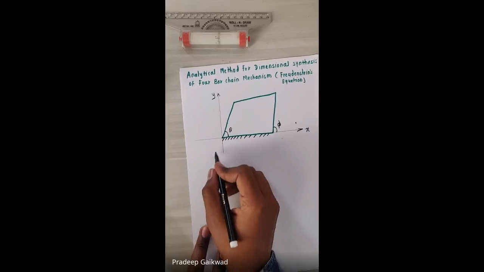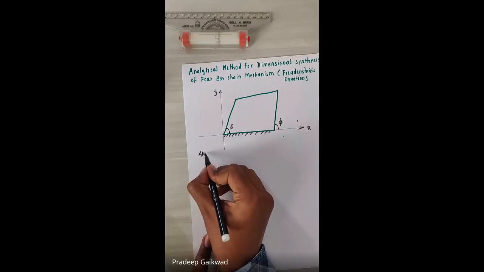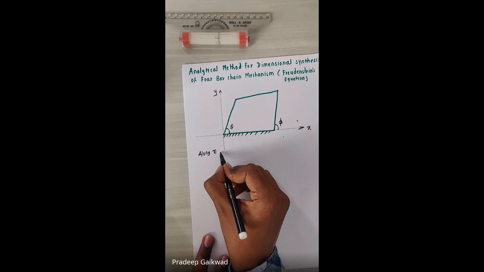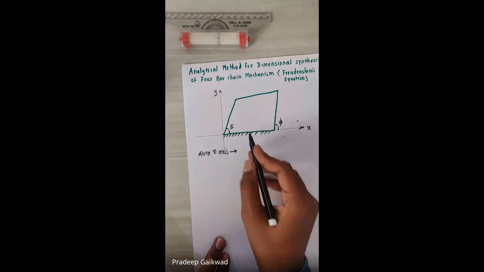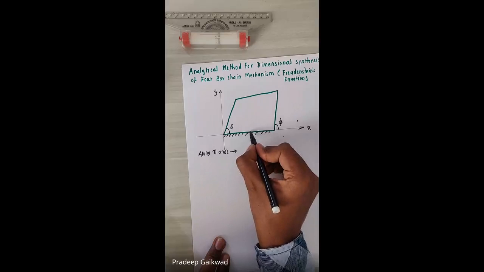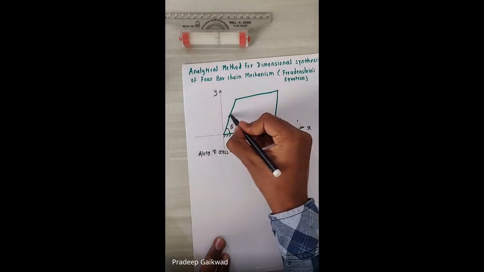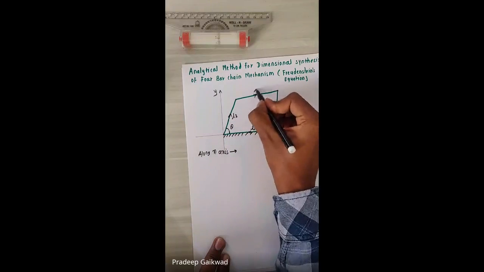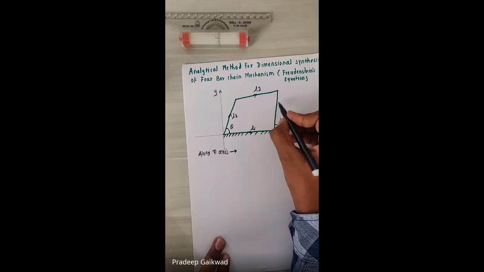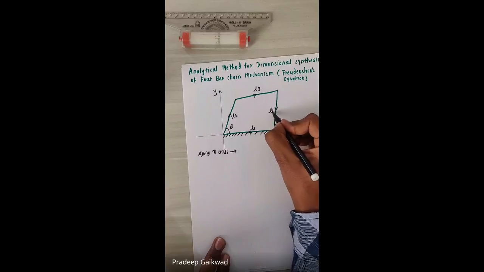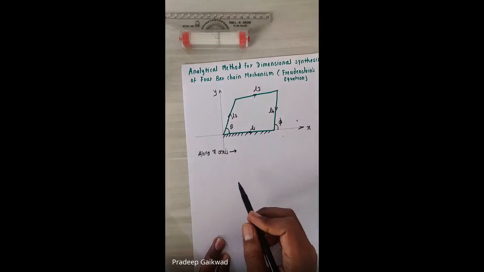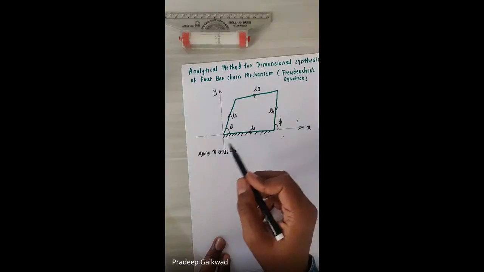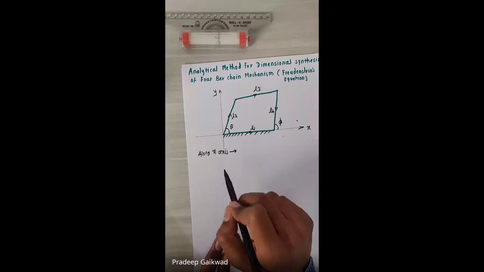Let's say along the x-axis we have to write the relationship. Consider L1 as vector L1, this one is L2 in sequence, this one is L3 and this is L4. I consider these link lengths as vectors, and these angles are theta. So how can I write the displacement equation in terms of vectors along the x and y axes?